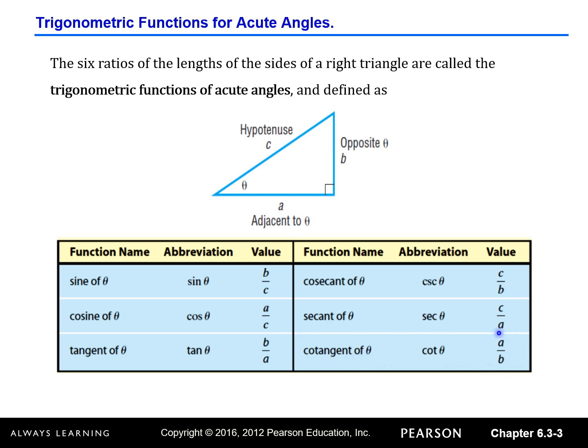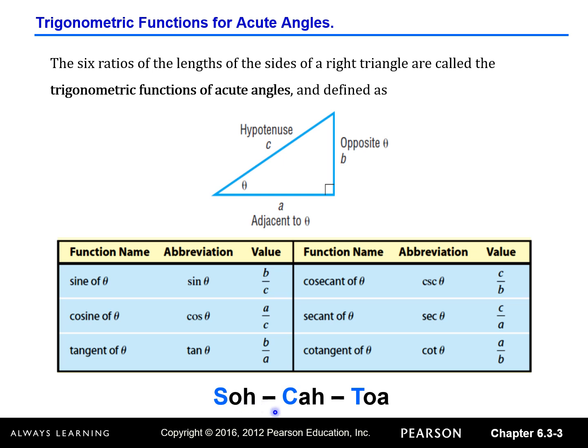This A over B is the reciprocal of B over A. So we can say that cotangent theta is the reciprocal function of tangent theta. So be familiar with the reciprocal functions: sine and cosecant, cosine and secant, tangent and cotangent. Or we can easily memorize the definition of sine, cosine, tangent, cosecant, secant, and cotangent by these mnemonics.